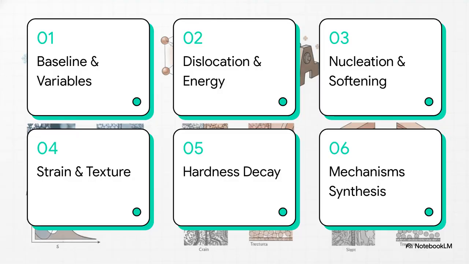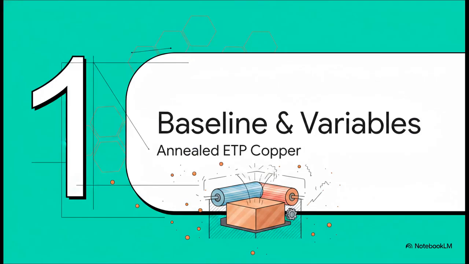Here's our game plan for today. We're going to hit the baseline and process variables, look at dislocation and energy accumulation, dive into nucleation and softening mechanisms, check out strain localizations and texture, track time-dependent hardness decay, and finally synthesize all these mechanisms together. Let's jump right in. Section 1.